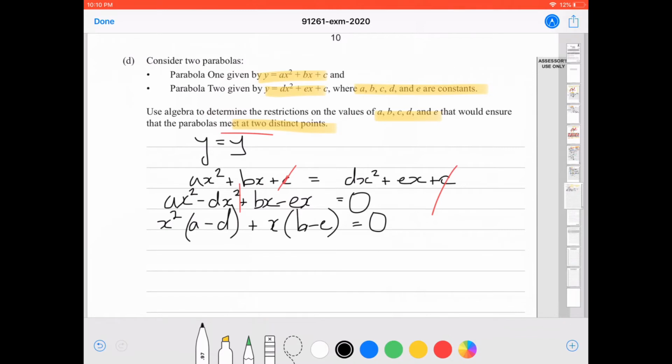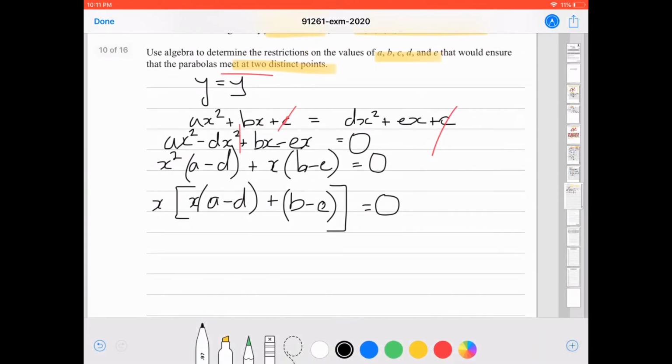Again, we can take a common factor of x this time. We've got x times a minus d plus just b minus e here. And this is obviously all inside brackets. And this equals 0. Okay, this is fairly straightforward. Hopefully it makes sense.